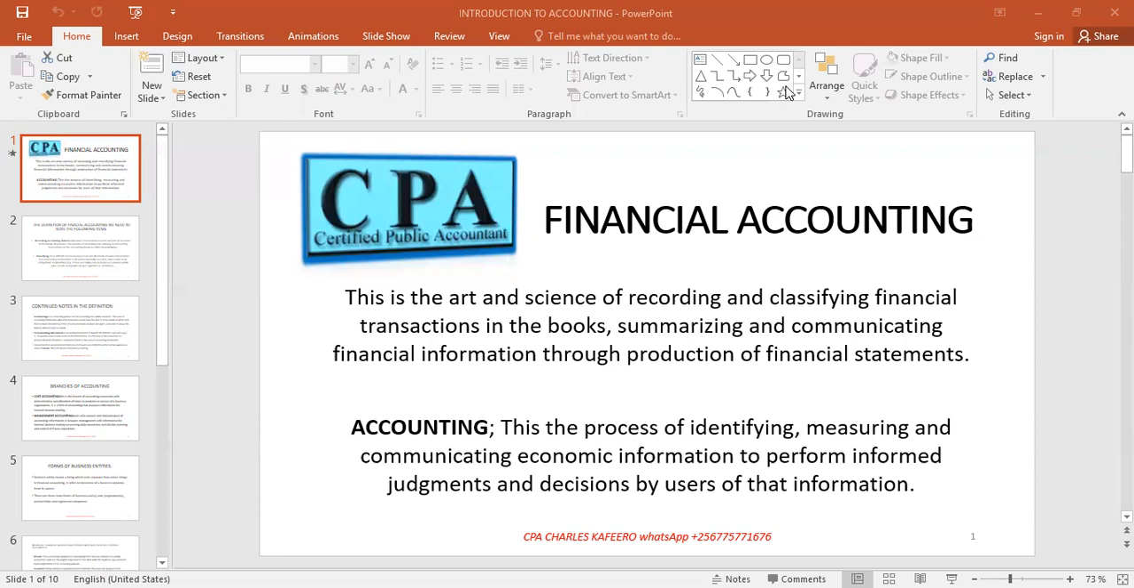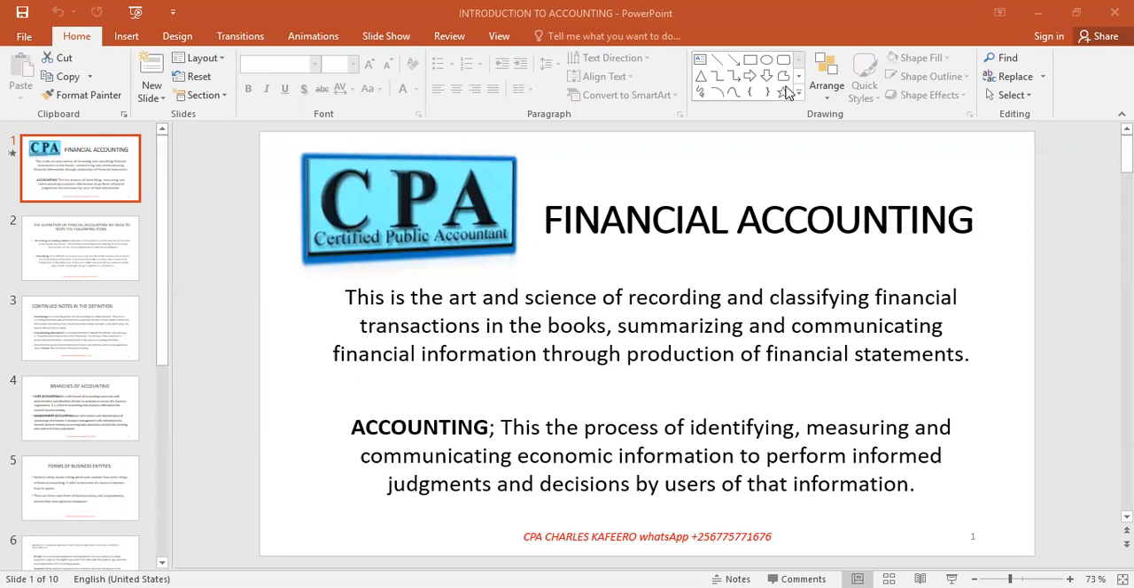and one of the branches of accounting is financial accounting. So financial accounting is the art and science of recording and classifying financial transactions in the books, summarizing and communicating financial information through production of financial statements.